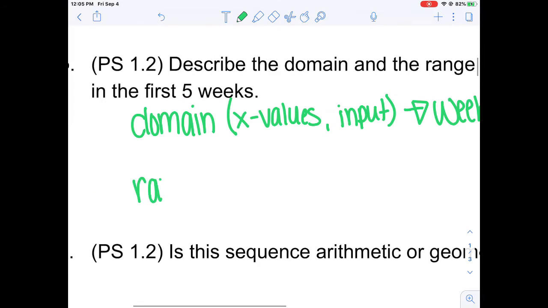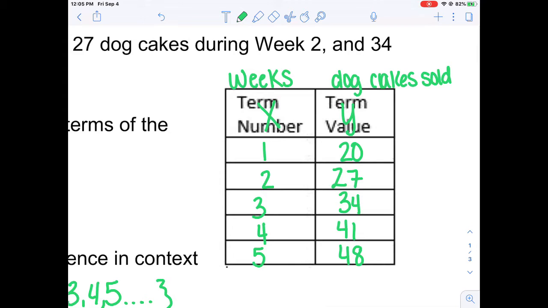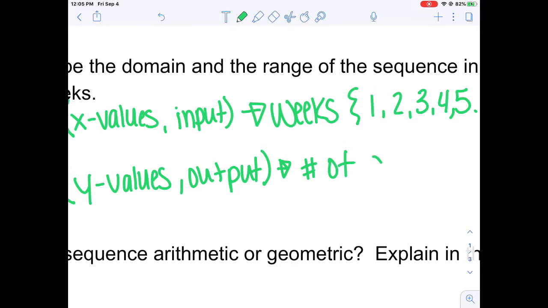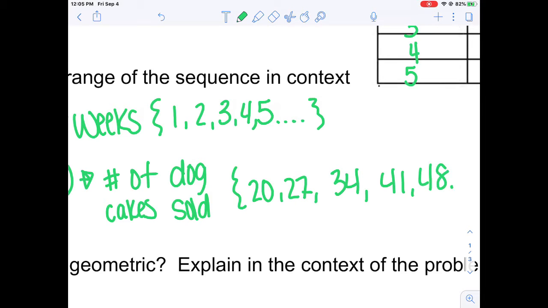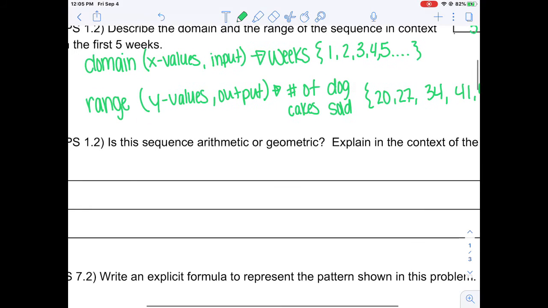And my range relates to Y values or my output. So my Y values we described as the number of dog cakes sold. And the values that we had listed were 20, 27, 34, 41, 48, and so on and so forth for however long Barky's Bakery stays in business.